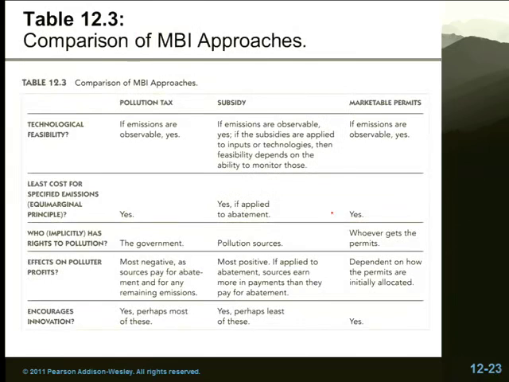And here we have a comparison of MBI approaches. And I pretty much said this all. And you'll pardon me for not saying it again. Is that all right? Yes, I've been pardoned.